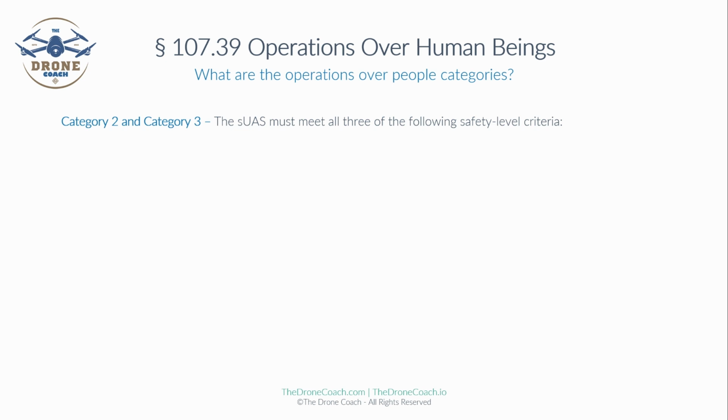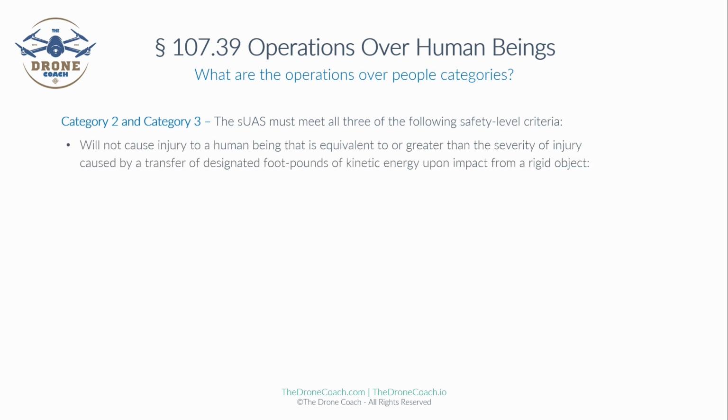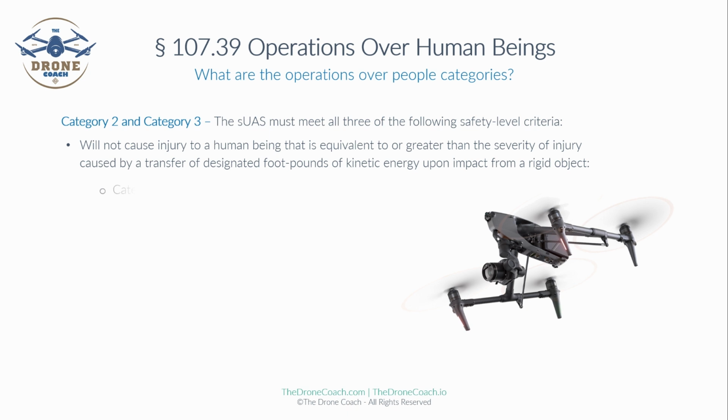So for Category 2 and Category 3 operations, the drone must meet all 3 of the following safety level criteria. It must not cause injury to a human being that is equivalent to or greater than the severity of injury caused by a transfer of designated foot-pounds of kinetic energy upon impact from a rigid object. For Category 2 operations, that is 11 foot-pounds of kinetic energy. For Category 3 operations, it is 25 foot-pounds of kinetic energy.